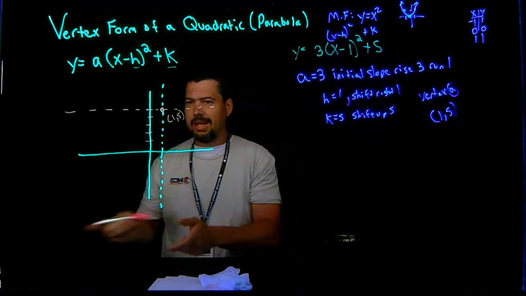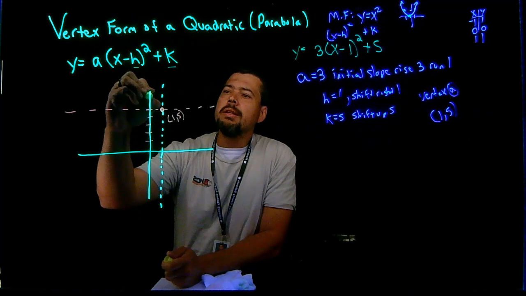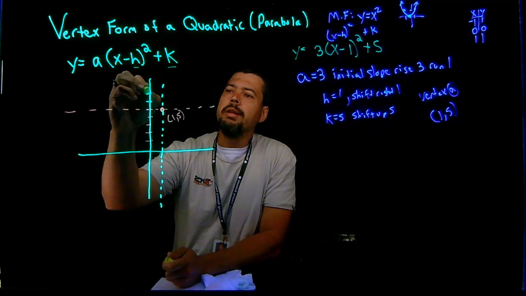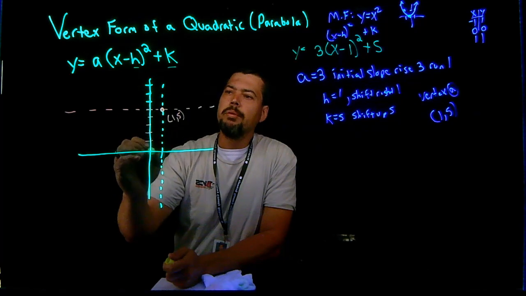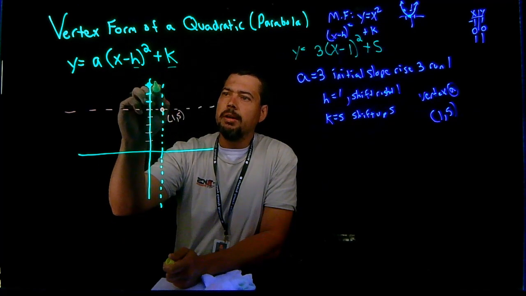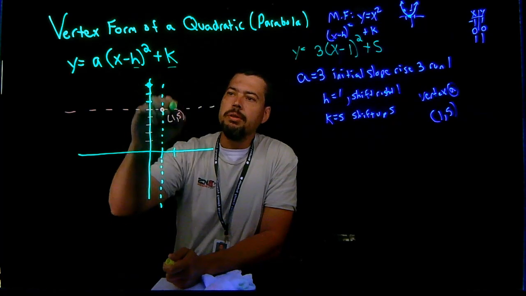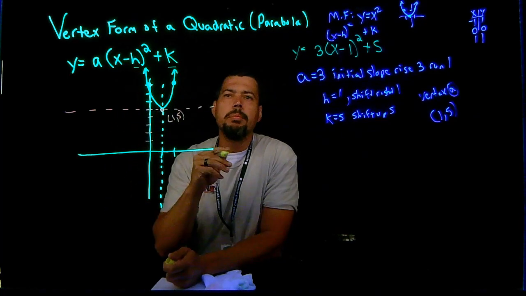Now, this thing had an initial slope of 3. What does that mean? That means that I'm going to have to rise 3 as I run 1. So I put in 3 tick marks. If I run 1 to the left, I'm going to rise 3. Now, this is called the axis of symmetry. If I'm 1 unit to the left, I'm also going to be 1 unit to the right of it at the same place, because parabolas have symmetry. And there's my little parabola.